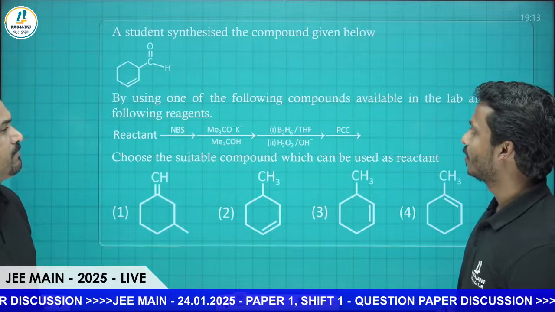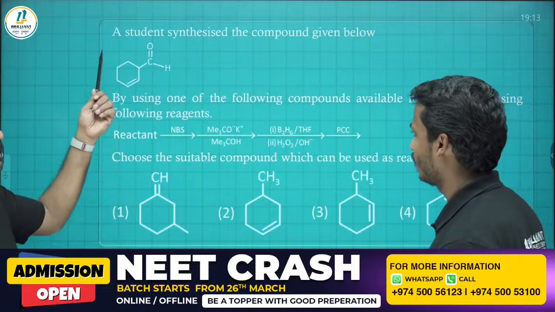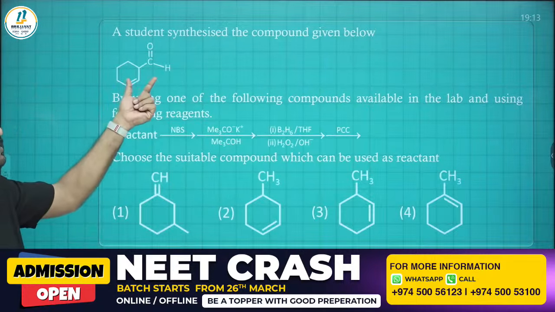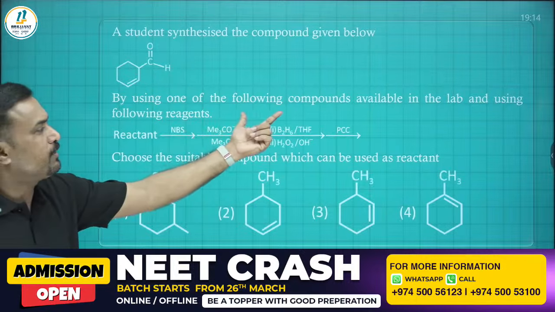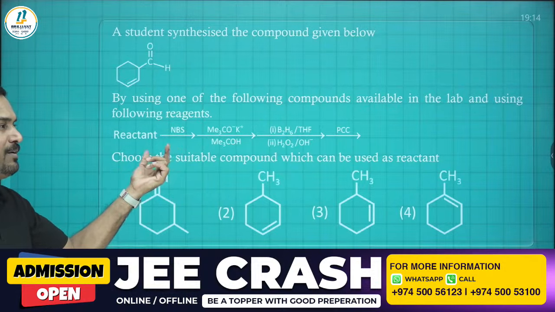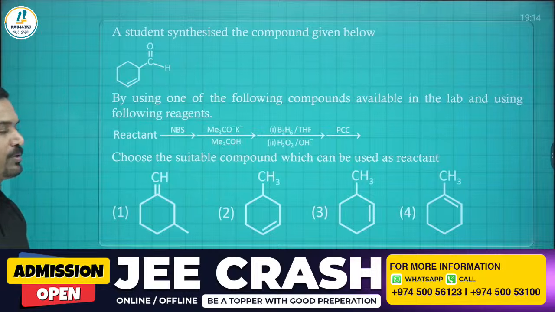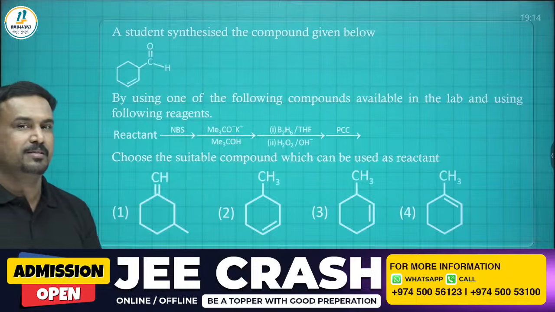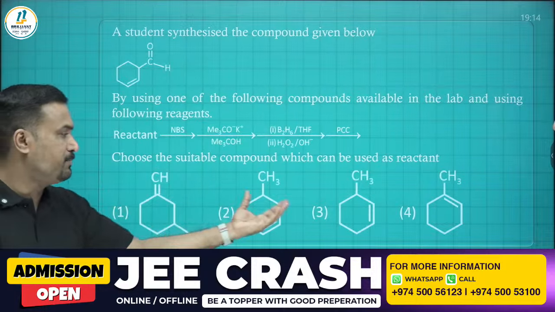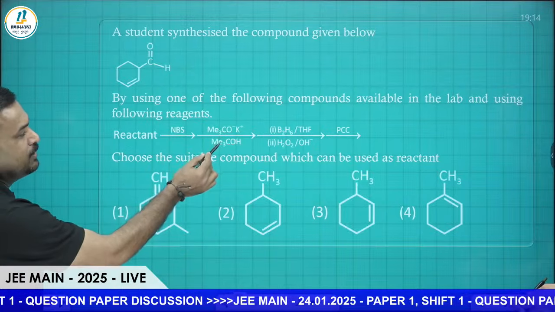Yes, this one, I can explain. A student synthesizes the compound given below. Here the compound is given, and they are asking to use one of the following compounds available in the lab and the following reagent. NBS is rare actually, but in JEE they have asked such questions. So what is NBS? N-bromosuccinimide. From this one you can take and substitute, that would be better. When it reacts with this one, you will be getting the compound.